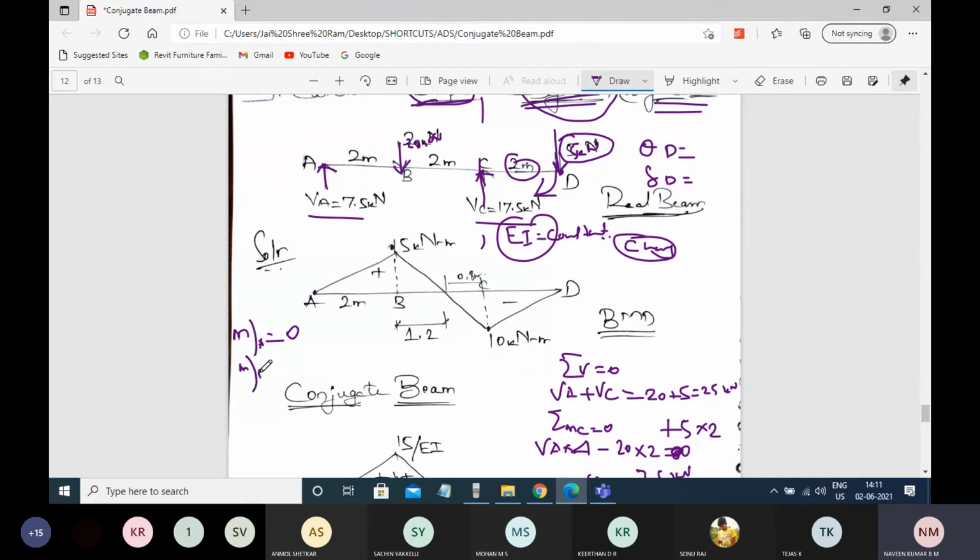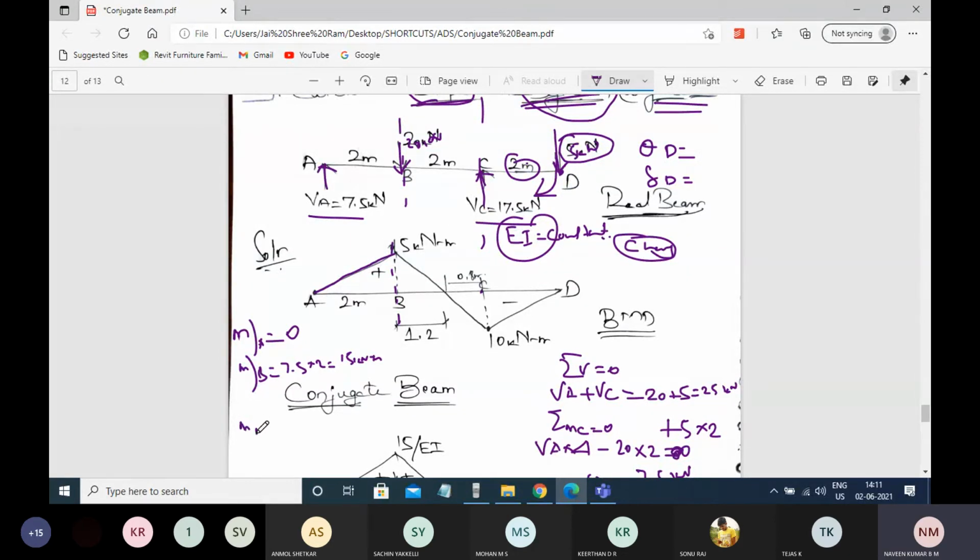Then moment at B. Let me consider moment at B. VA is acting up to here. Which are the loads acting? VA is acting, right? So VA to reach B, the perpendicular distance is 2 meter. So 7.5 times 2 equals to 15 kilonewton meter. And this point load is acting, so this is linearly varying, please understand. So next move to point C.